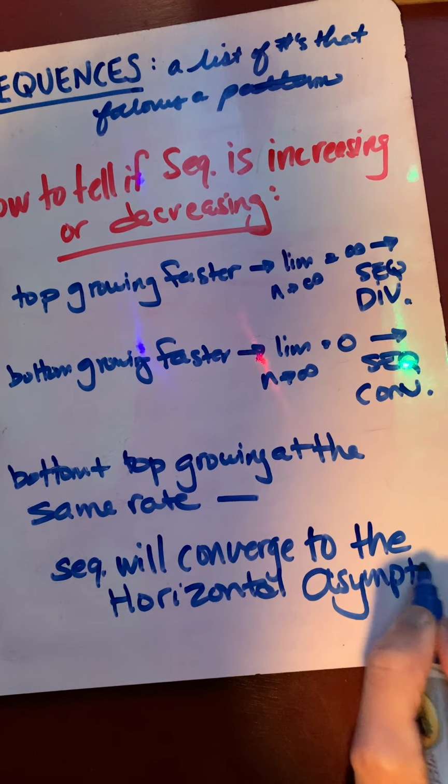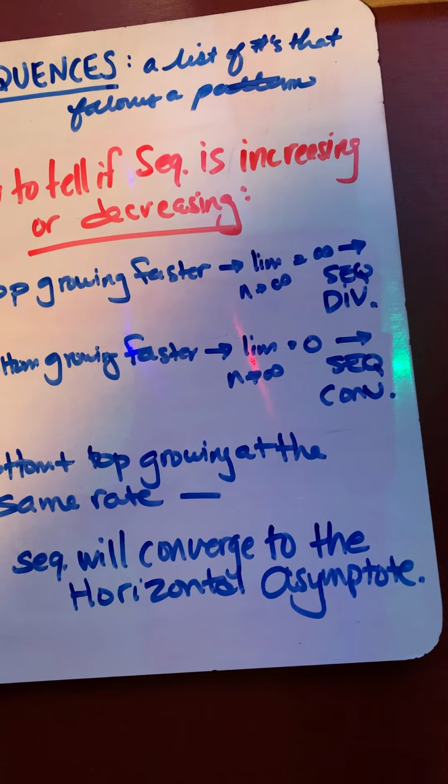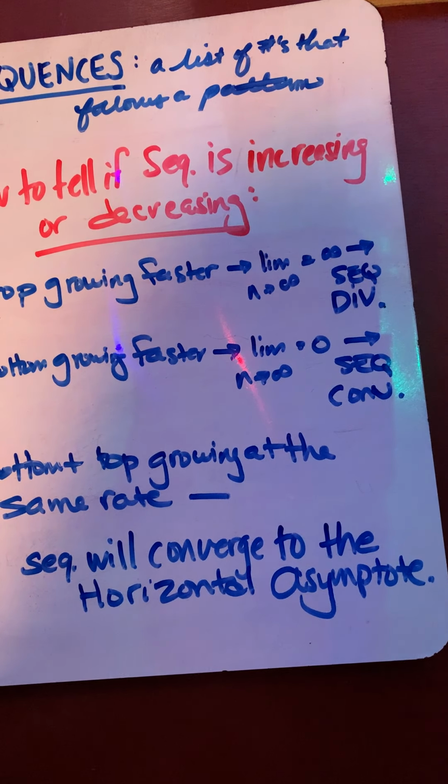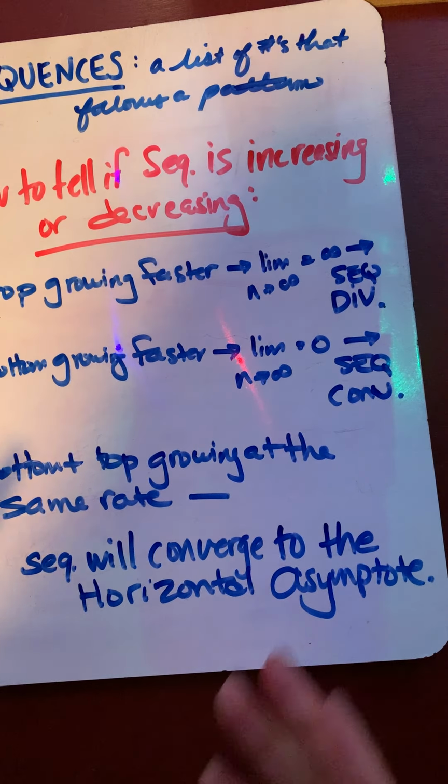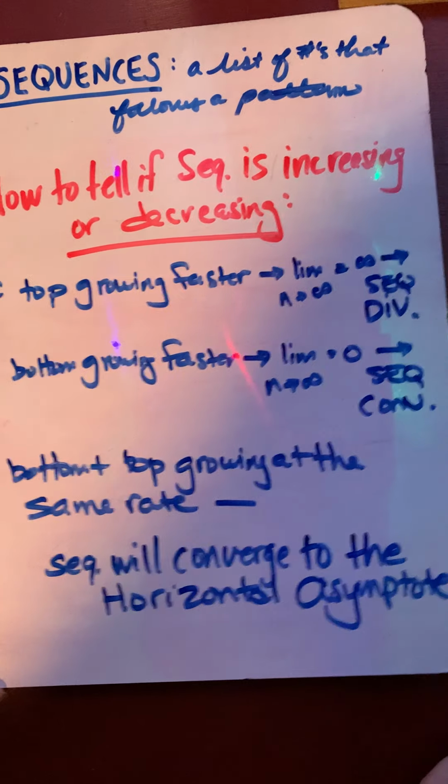I'll show you an example. This should all ring a bell. Okay, this is why math is so cool, because it builds on each other so much. What the heck is this? These are the same rules as we have for horizontal asymptotes.